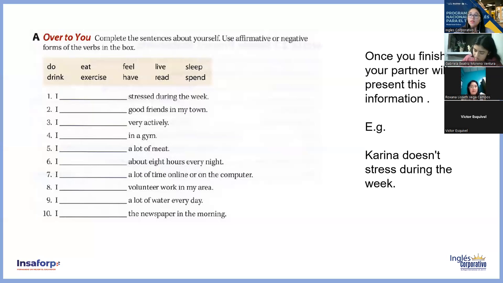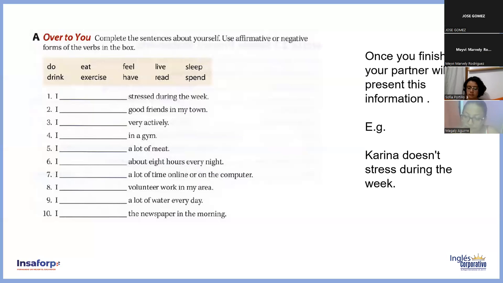Six. From 1 to 5. She has stress during the week. Repeat, please. From 1 to 5. She has good friends in my town. Mm-hmm. Okay. ¿Qué número otro? 3. Three. Okay. Mm-hmm.